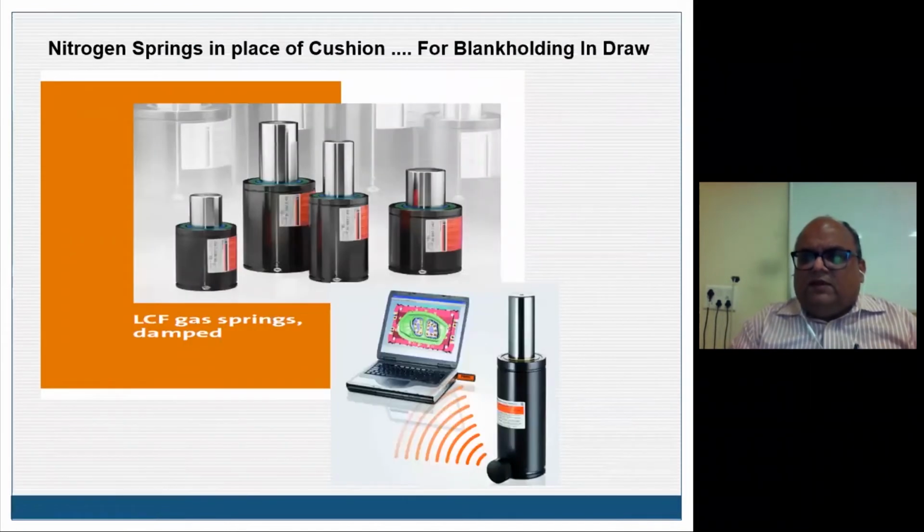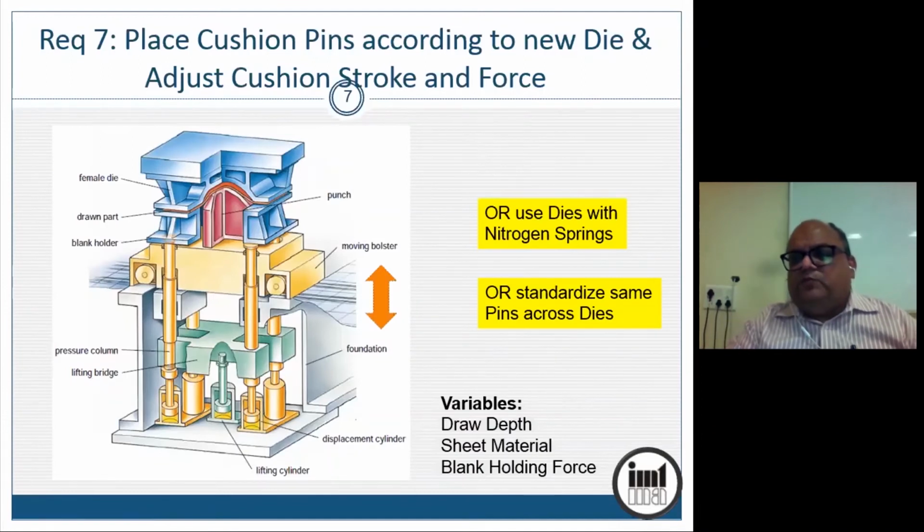So either you deal with the cushion pins, and again the cushion pin has a recommended dimension and a certain number of cushion pins have to be put. Now typically cushion pins are around 35 mm diameter, and if it is 35 mm diameter per pin, it can carry 5 tons. So depending on what is the cushion force required, you have to have the right number of pins coming below the blank holder.